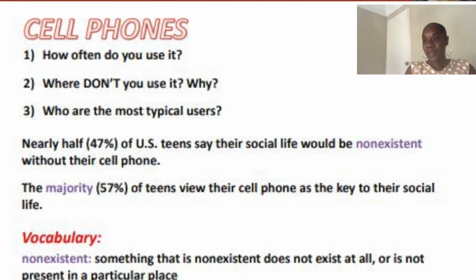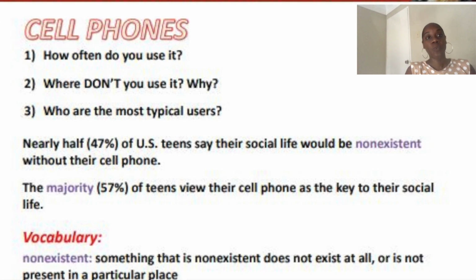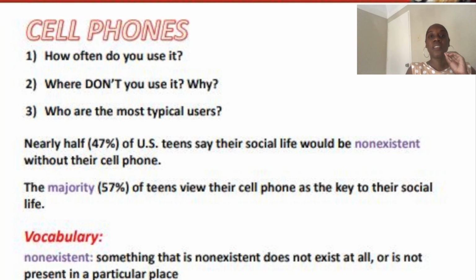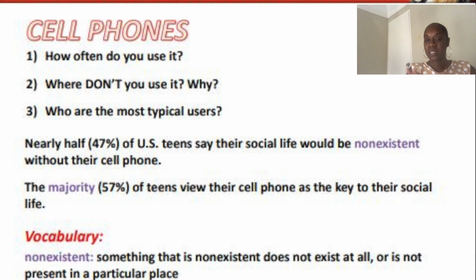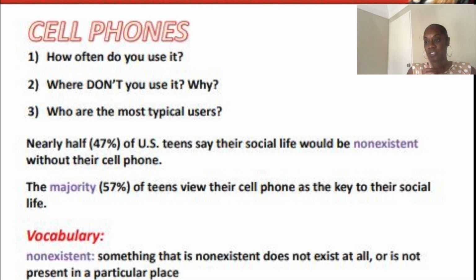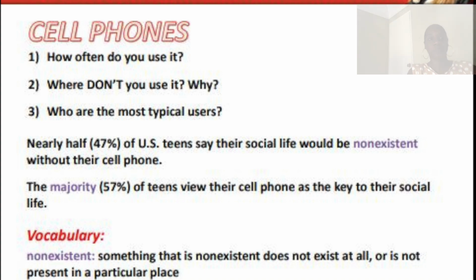So you're going to ask them the questions. Where don't you use it? Why? So you get into a discussion with that adult learner. You're getting into a discussion by answering questions, okay? And there is a little bit more information on there. There is some vocabulary that you need to make sure that you explain, which is non-existent, as you can see on the screen, okay? So adult learners are a little different, of course, okay?